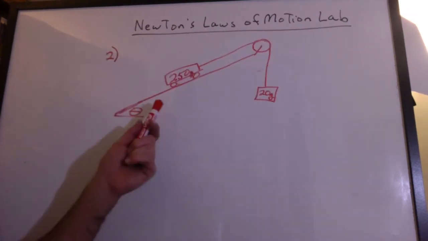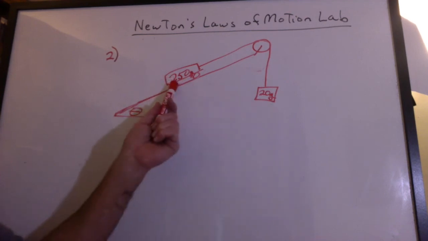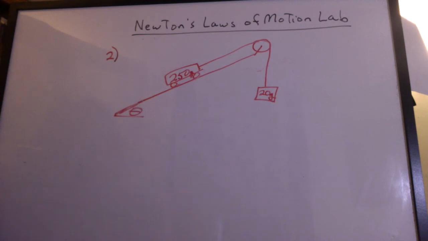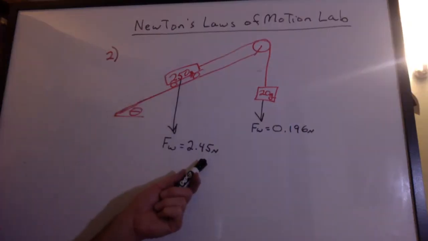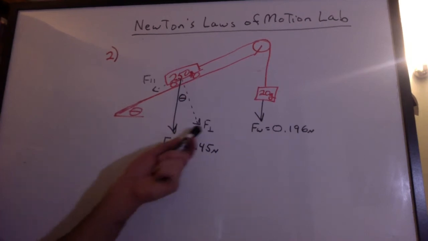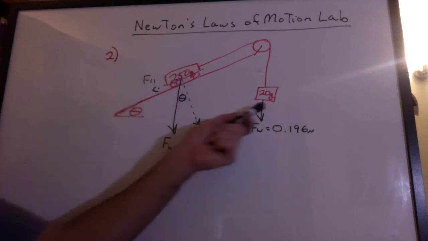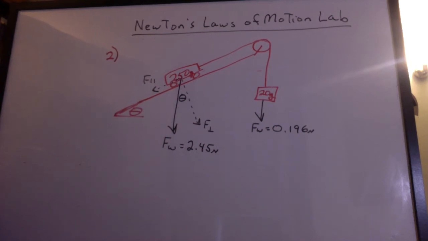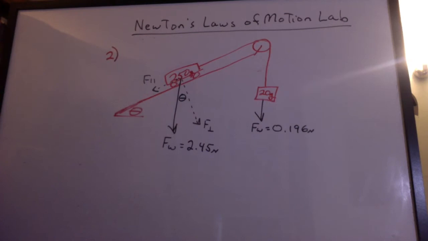All right, so let's say we go to problem 2. You have the 20 grams hanging, you got the 250 grams. What angle would give you the equilibrium? We know the weight is 0.196 newtons. The weight of the cart is 2.45 newtons, and because it's tilted at an angle, we can break this weight into two components, and that component is pulling the cart back. That's pulling it forward. If we're in equilibrium, these two forces have to be equal.